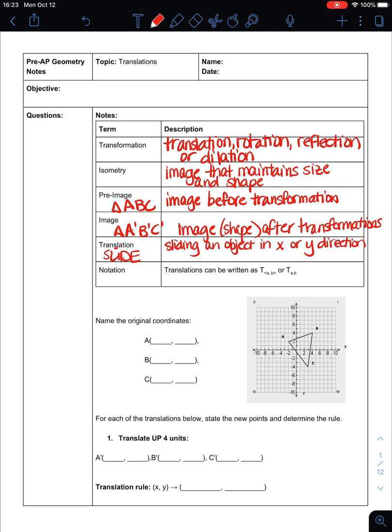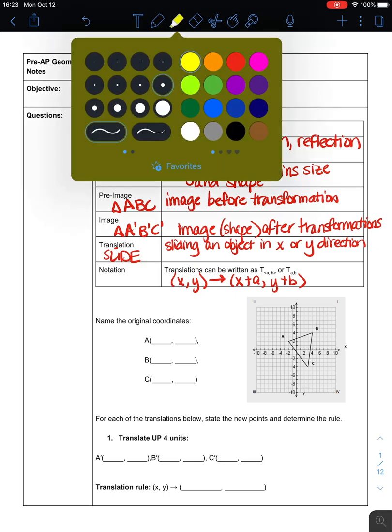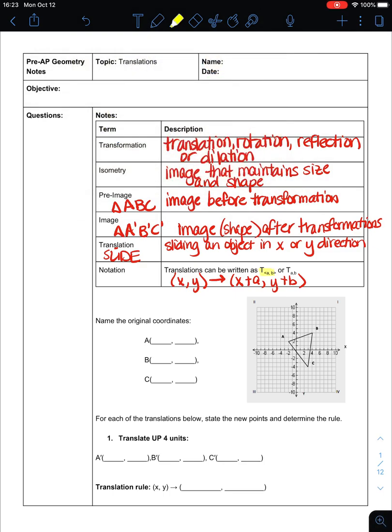Translations can be written in a couple of ways. We can have a rule that would say X, Y is translated through X plus A, Y plus B. That's one way to write the rule. Or we can also write it in vector notation, where it looks like this. This will be how you see it with Pearson. It'll have a capital T and then it'll have that little vector A, B, and A is in the X direction and B is in the Y direction. We will typically see it in our notes and on our quizzes and tests as a rule where we write X plus A and Y plus B.